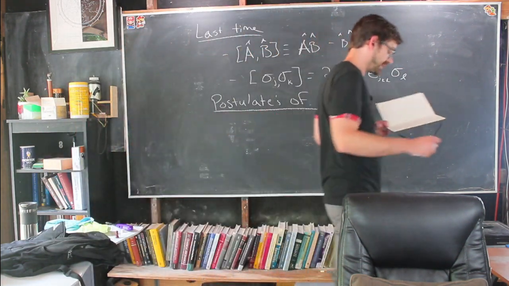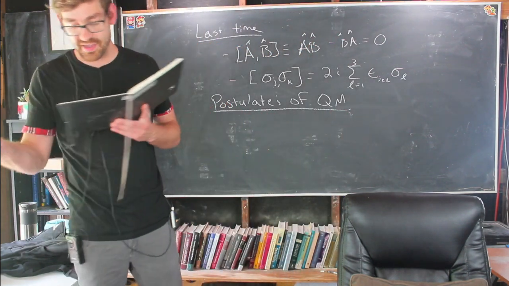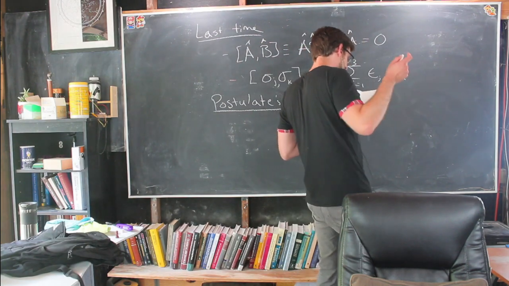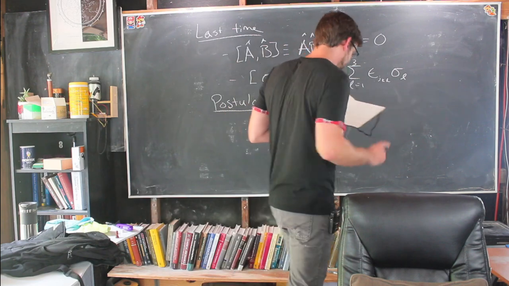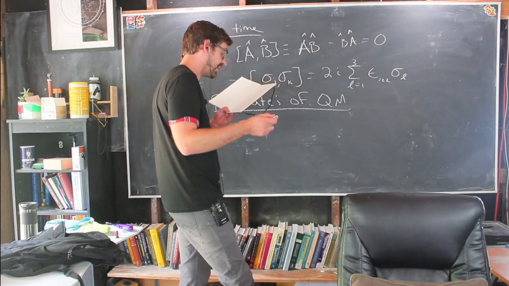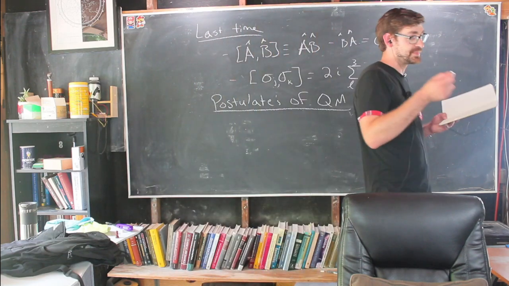I'm just going to reiterate what they're saying. So postulate one of quantum mechanics: associated to any isolated physical system is a complex vector space with inner product, that is, a Hilbert space, known as the state space of the system. The system is completely described by its state vector, which is a unit vector in the system's state space. So, what does that mean?